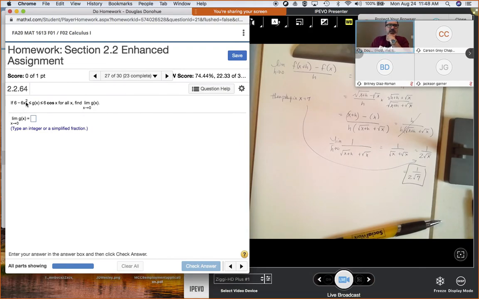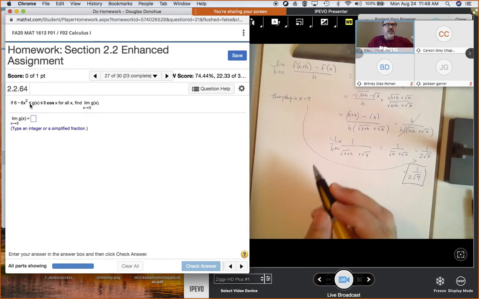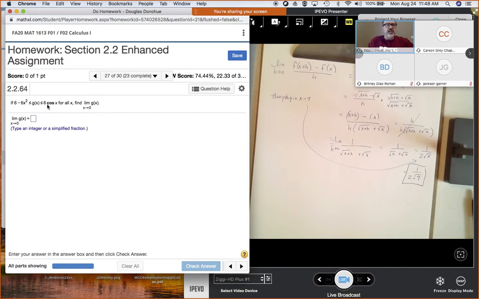If 6 minus 6x squared is less than g of x is less than 6 cosine x, find the limit as x goes to 0 of g of x. Well, the limit of g of x is going to be between the limit of the smaller and the limit of the larger. It's called the sandwich theorem. If you're the piece of bologna, you have to stay between the two pieces of bread. So if you're above this piece of bread and below this piece of bread, you're always going to be above and below the pieces of bread.